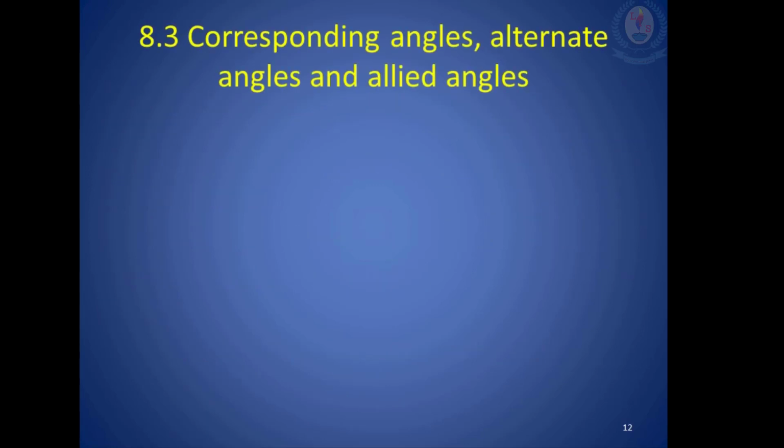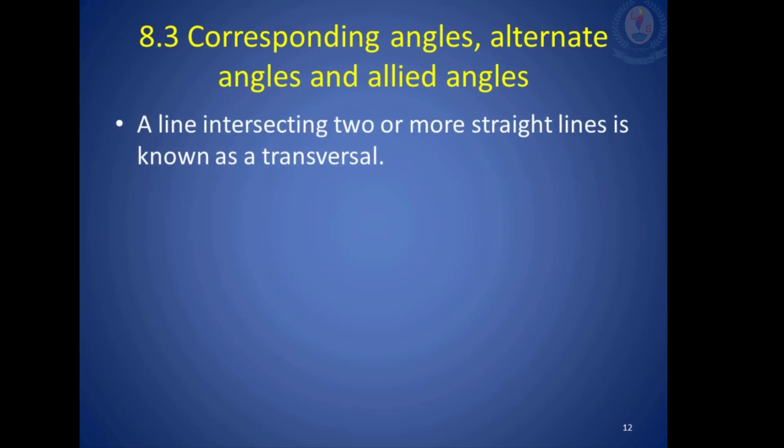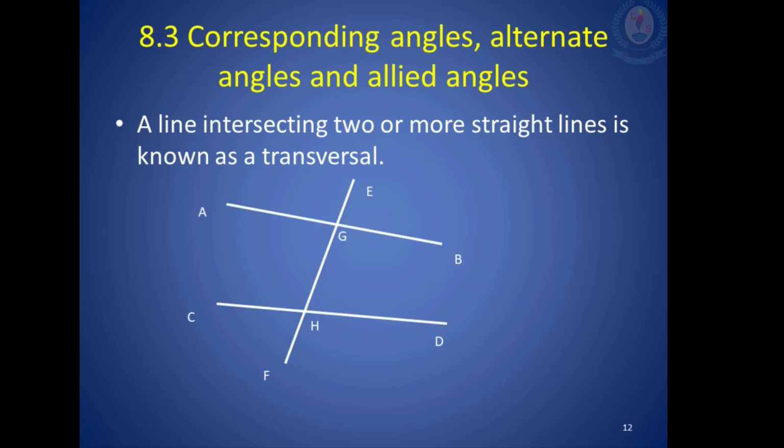Let's see corresponding angles, alternate angles and allied angles. First of all, tell me what is a transversal? A line intersecting two or more straight lines is known as a transversal. In this figure, the two straight lines AB and CD are intersected by the straight line EF at the points G and H respectively. The line EF is known as a transversal.